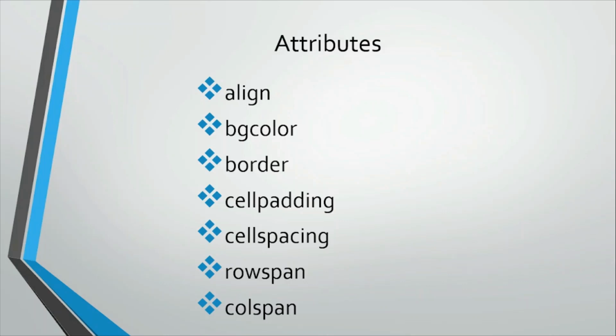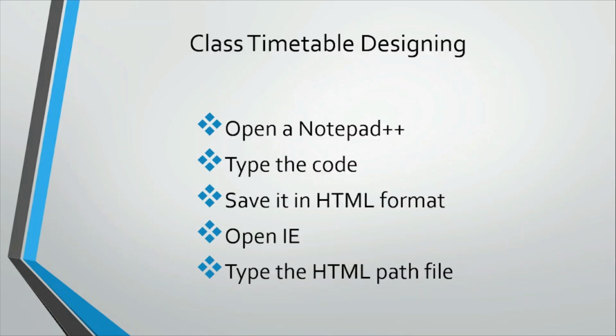Finally, the row span and column span attributes will be used if rows or columns have to be merged into one cell. If they have to be merged into one cell, we will be going with this attribute. Okay. Now let us start designing the class timetable.